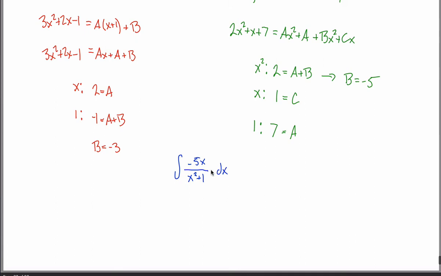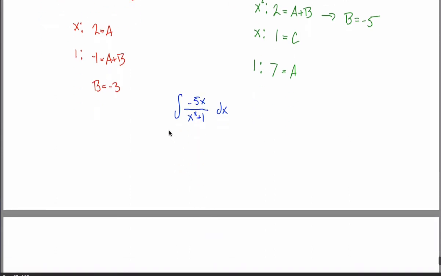The idea with this one is you might notice that in the numerator, the power here is just 1, and in the denominator, the power is 2. When the power in the numerator is 1 less than the power in the denominator, a u substitution works out really nicely. I'm going to let u equal x squared plus 1, and then my du, the derivative of x squared plus 1, is 2x, so du equals 2x dx. In other words, half of du is equal to x dx.